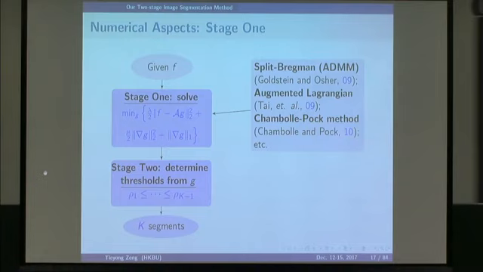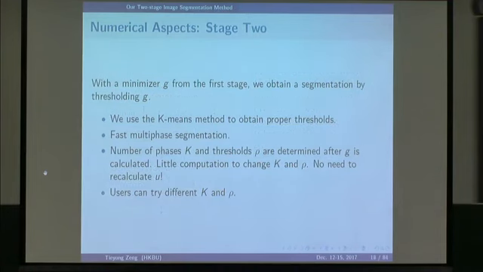And then as the second stage, if you want to get the segmentation image, then you need to determine some thresholds from G. A very simple method is to use k-means or other methods. Once you define these parameters, then you get your k segments. So the numerical aspect of this stage 2 is also simple.